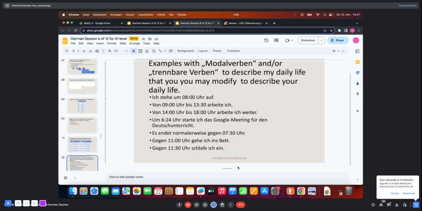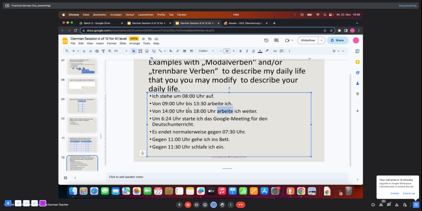Okay. Can you identify the Trennbare verbs, separable verbs, over here? Suraj? Einschlafen. And aufstehen. Yes. What else? Anyone else? Einschlafen is already covered. This one, right? Arbeite ich weiter. It doesn't look like that, but it is one verb. So you see what happened?